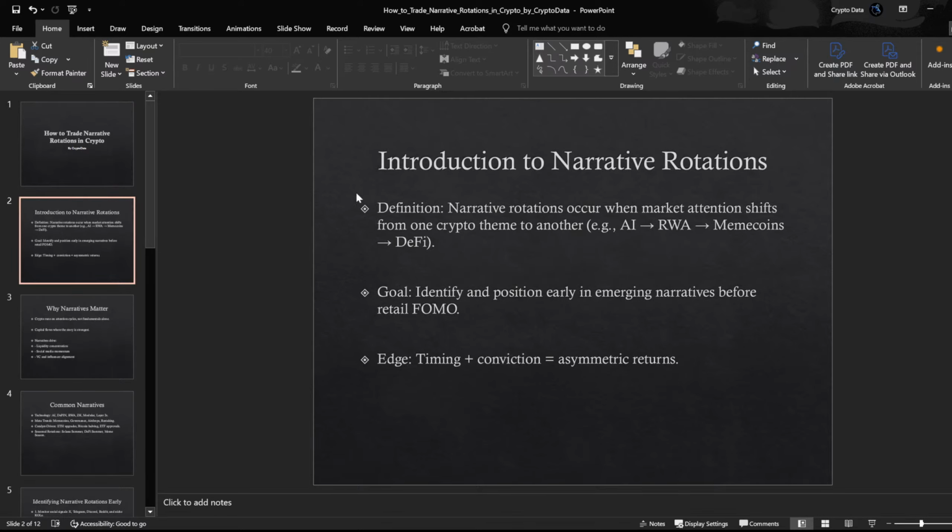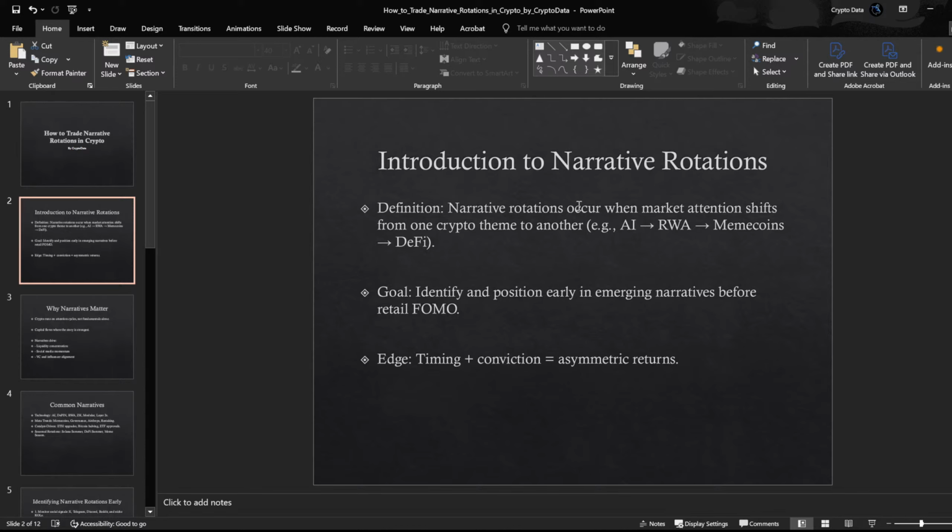Narrative rotations occur whenever the market shifts attention from one crypto theme to another. So think AI to RWA to meme coins to DeFi, etc. It could be other things such as different networks, like the Binance Smart Chain season, switching over to Solana, switching over to Base, etc. But for the most part, what we had earlier was utility season, and now slowly shifting over to meme coins again, okay? And then we may have RWA and then switching over again.